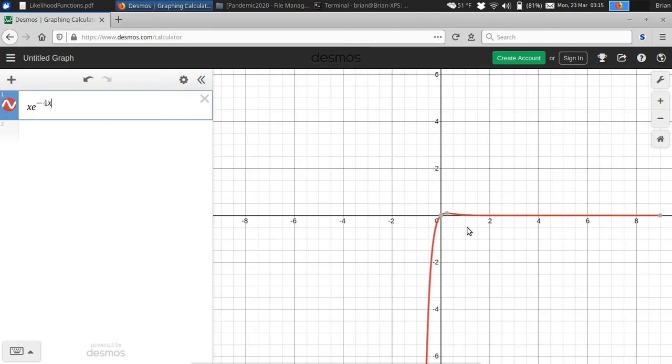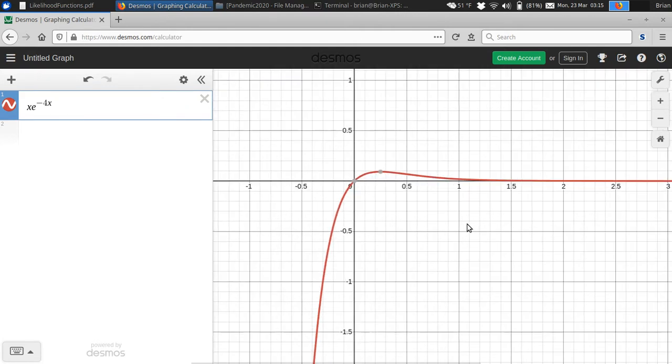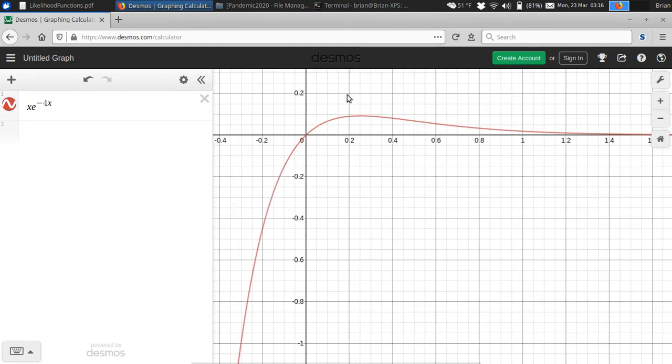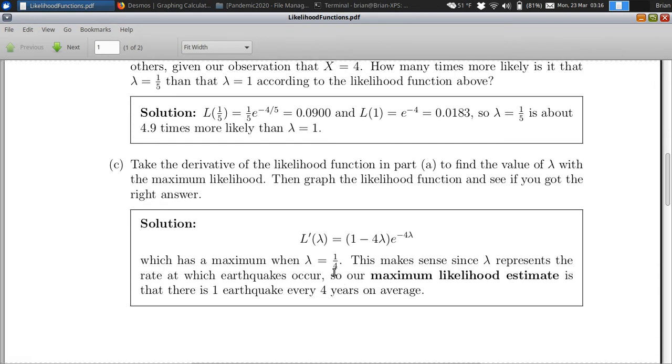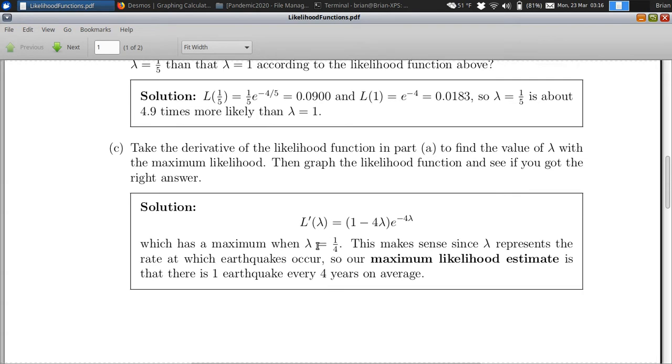And there you go. Let's zoom in on that likelihood function, and we can see, sure enough, it does have a maximum, and that maximum is right there when the input is 1/4, just like we said it was. All right, perfect. So that's the solution there. The maximum occurs when lambda is 1/4. And if you think about what lambda represents for an exponential distribution, lambda is the rate at which whatever the exponential thing is measuring happens. So this is saying one earthquake every 4 years is the most likely value of the parameter lambda. Okay, so that makes sense.